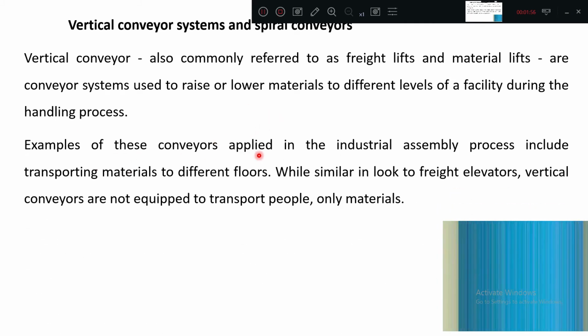Examples of these conveyors applied in industrial assembly processes include transporting materials to different floors. So the requirement may be at different floors, and this vertical conveyor system will be used for that. While similar in look to a freight elevator, vertical conveyors are not equipped to transport people. What is happening here? In a freight elevator, people can move, but in a vertical conveyor, people are not going to move. Okay, only materials will move.